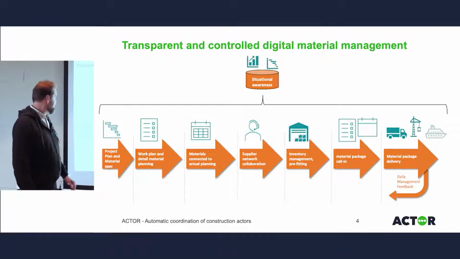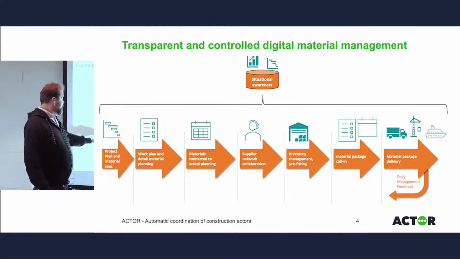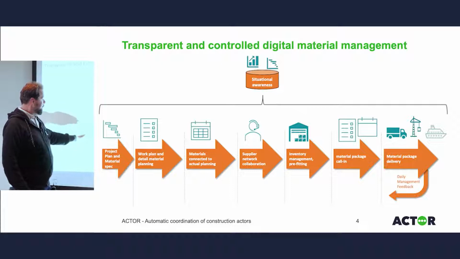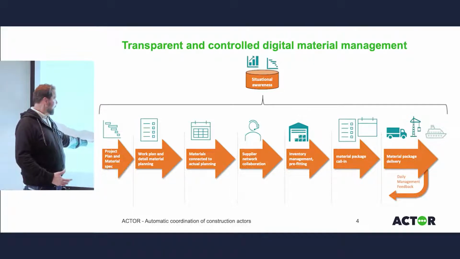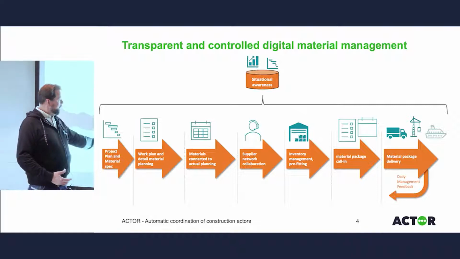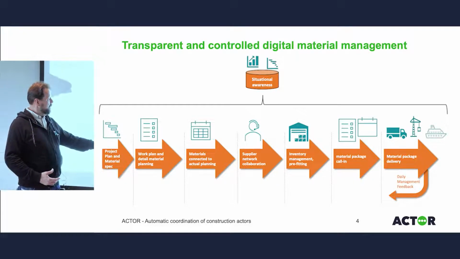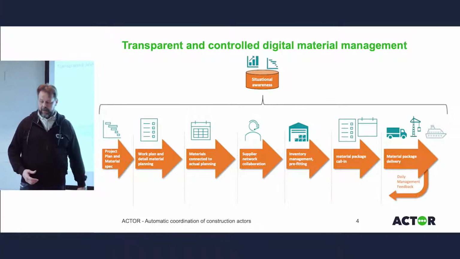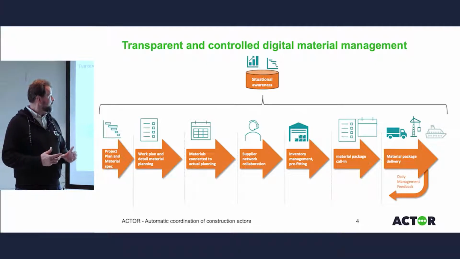The basic process is that in a project plan phase we are specifying the materials, then we are doing the more detailed material planning and allocating the material to the work plan, then connecting the material information to the actual planning, and then integrating the network, running the inventories and prefitting, and then running the logistic information until the place where the material is used, and also the material backflow. And there we are managing the transparency of the situation, and also enriching the information to the bill of material.